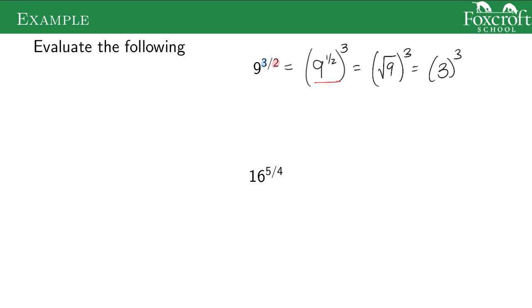All right, so I simplified inside that parenthesis first, and then 3 cubed is 3 times 3 times 3, which is 27. All right, so my final answer is 27.